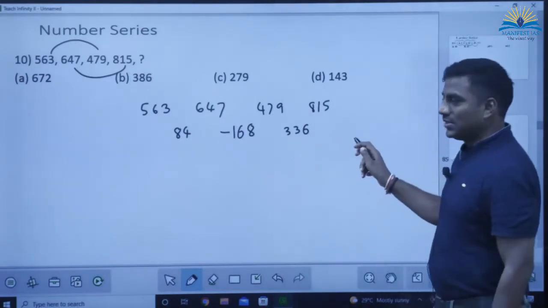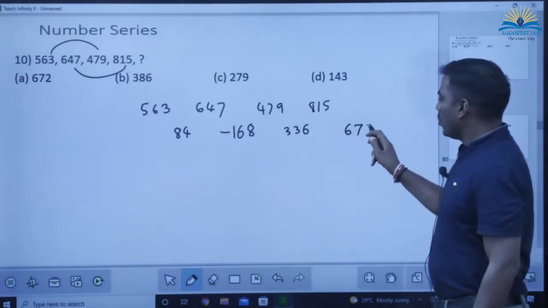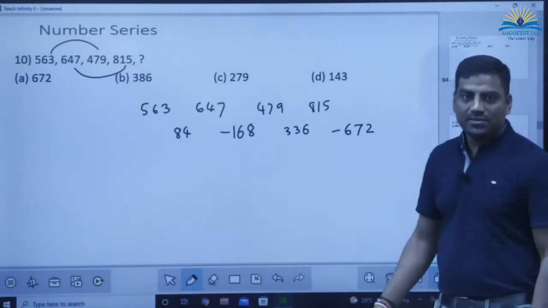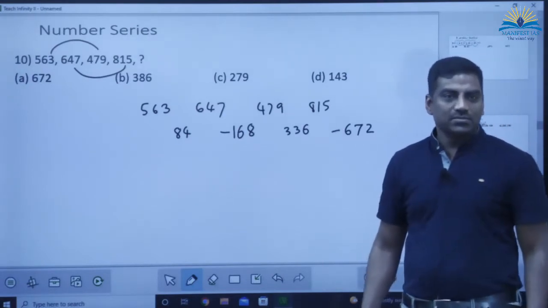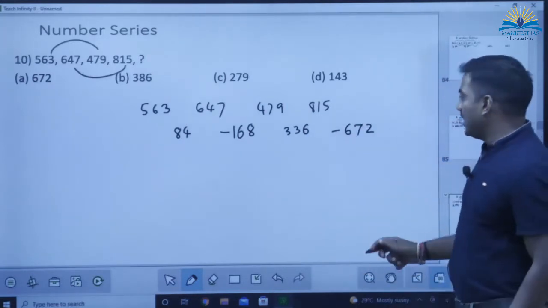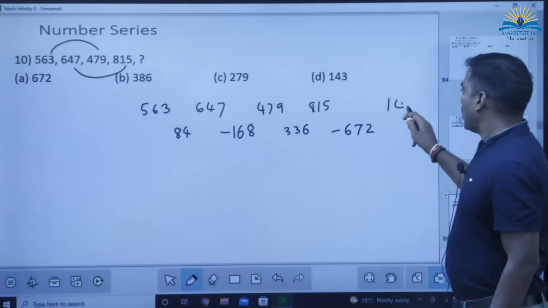So the double of this is 672. But we have to put minus here. Put minus. Minus 672. 815 minus 672 is 143.